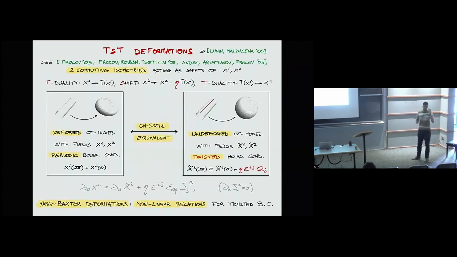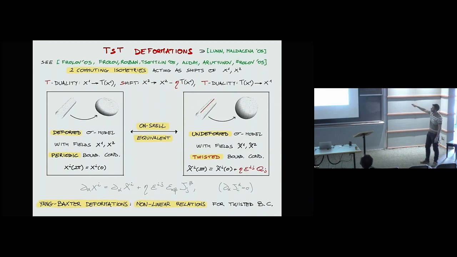So I would like to have in mind, as a prototype example of deformation, the case of TsT deformations, because these are a subclass, it turns out, of the Yang-Baxter deformations that I will consider. You can do a TsT anytime you have two commuting isometries in your parent model. Here I want to implement them as shifts of fields X1 and X2. And then you obtain the TsT by the chain of T-duality on X1, a shift of X2 by something proportional to eta, that will be my deformation parameter, and finally another T-duality along X1.